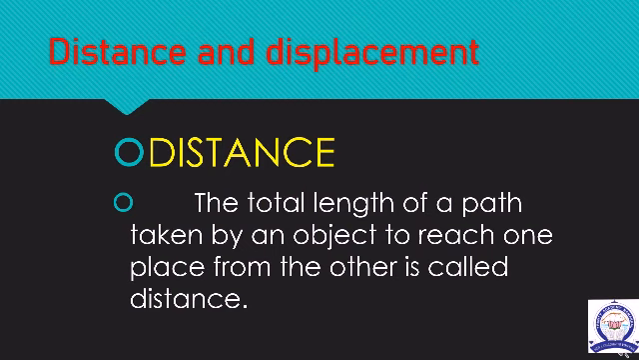The definition of distance: the total length of the path taken by an object to reach one place from another is called distance. Distance is the total movement of an object without any regard to direction. We can define distance as how much ground an object has covered despite its starting or ending point.